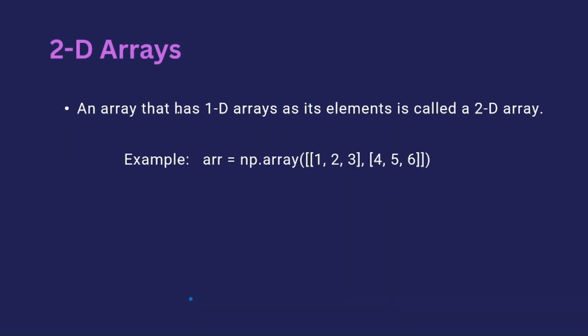Next one is two dimensional arrays. An array that has one dimensional arrays as its elements is called a two dimensional array. It is simply a combination of one dimensional arrays. See the example: arr = np.array([1, 2, 3], [4, 5, 6]). This is a one dimensional array and this is also a one dimensional array. It is a combination of one dimensional arrays, so this is a two dimensional array. We need to enclose this in another set of brackets.